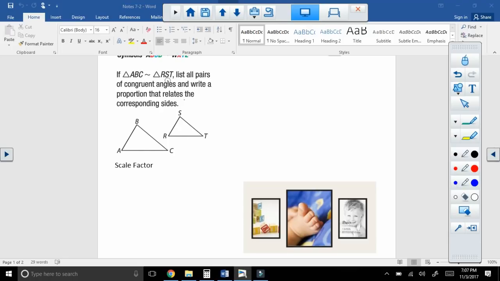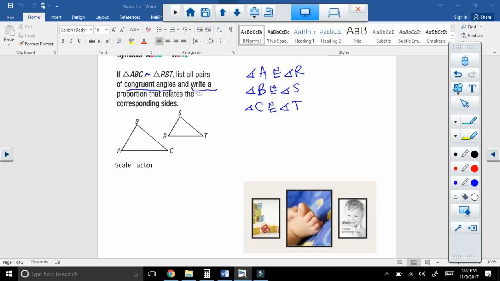It says here, these triangles are similar. That squiggle means similar. I'm just going to make sure this is ABC, and it goes around in that order, and RST. It kind of just looks like a translation, but it's gotten a little smaller. List all the pairs of congruent angles. I'm going to say that angle A is congruent to angle R, angle B is congruent to angle S, and angle C is congruent to angle T.